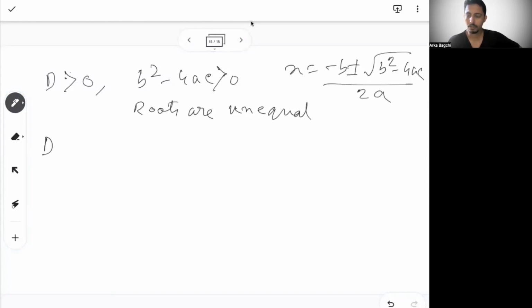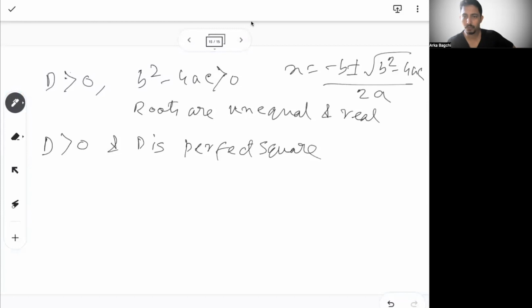Now, unequal and real. Why I say real? I'll come to that. Now, if I say d is greater than 0 and d is a perfect square, that means the thing under the root, b square minus 4ac, is a full square, so we won't have any root left. If we have 25, the root sign will completely go because root 25 is 5.